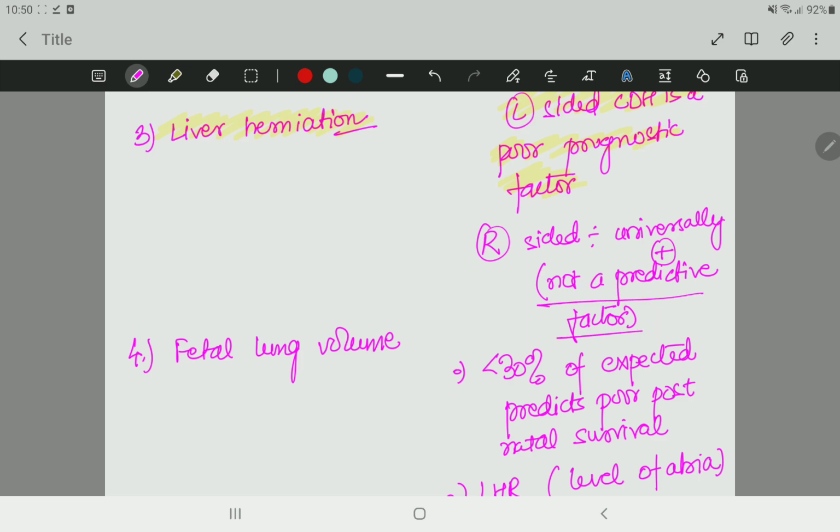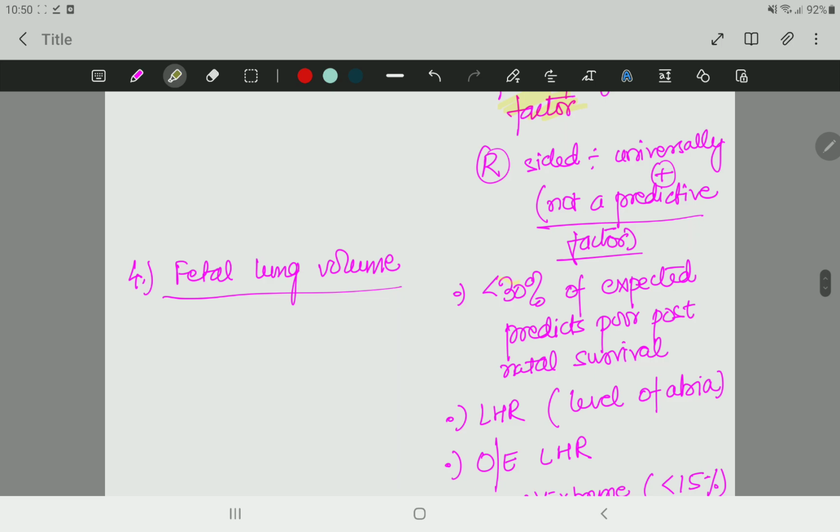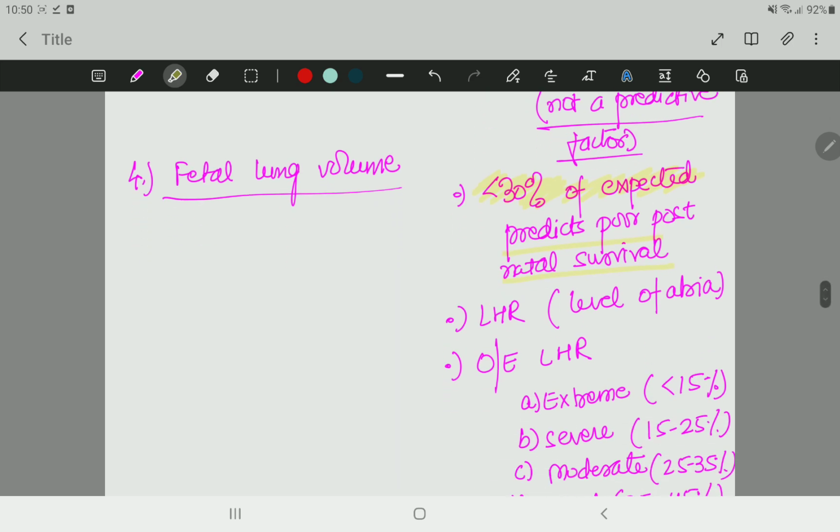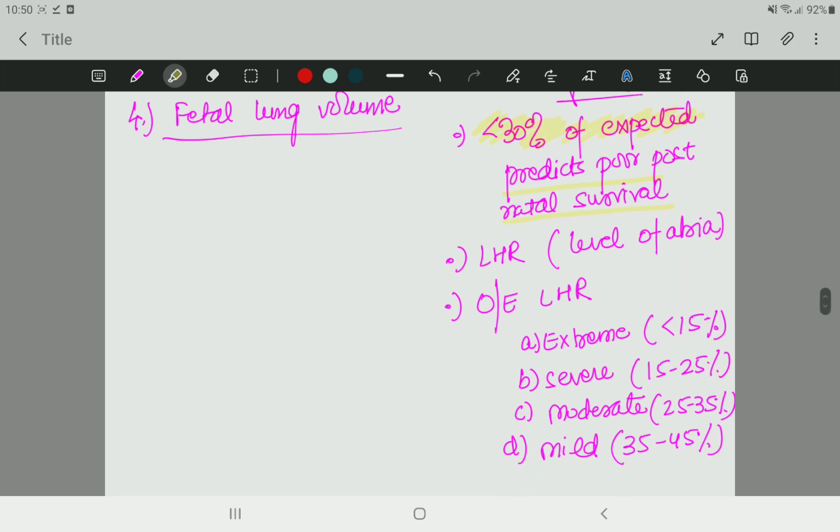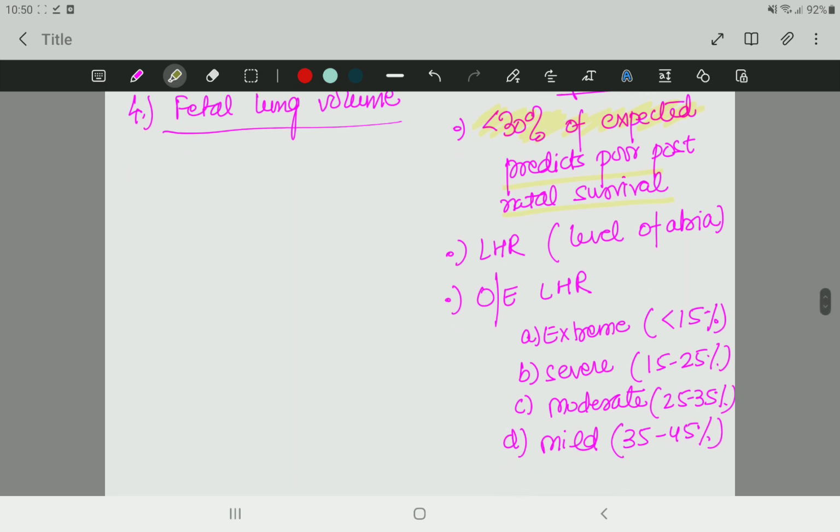The fourth and the most important factor is fetal lung volume. Whenever the fetal lung volume is less than 30% of the expected volume, there is poor postnatal survival. So we calculate the lung-to-head ratio. It is calculated with the help of either USG or MRI.